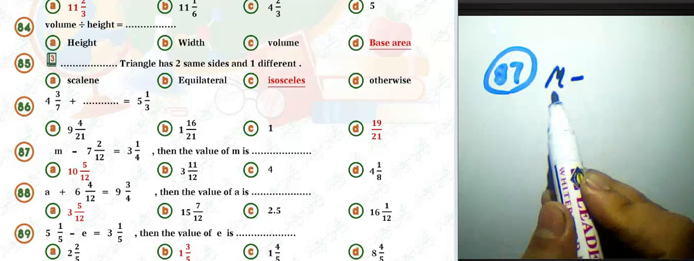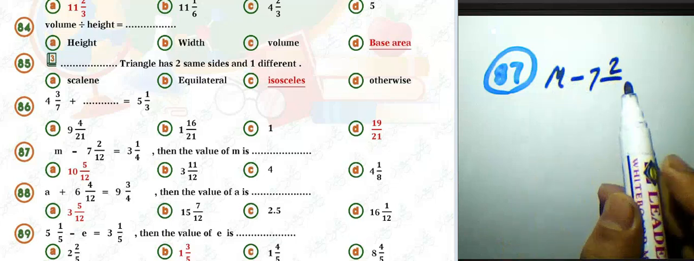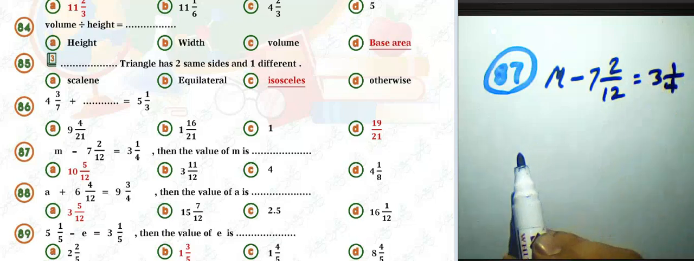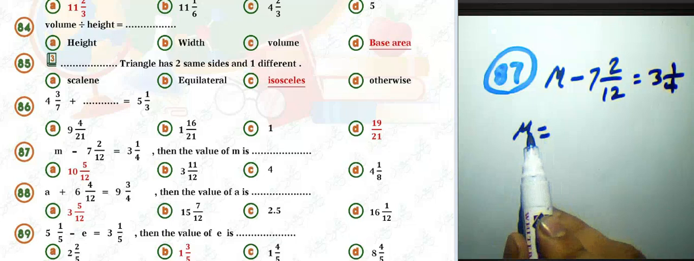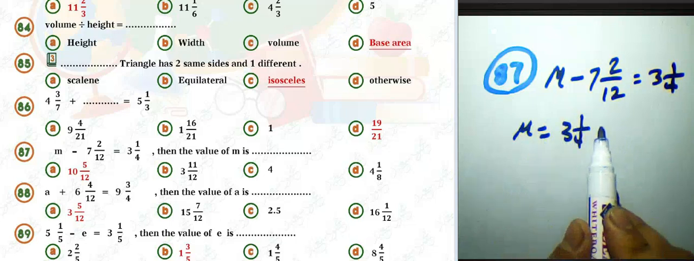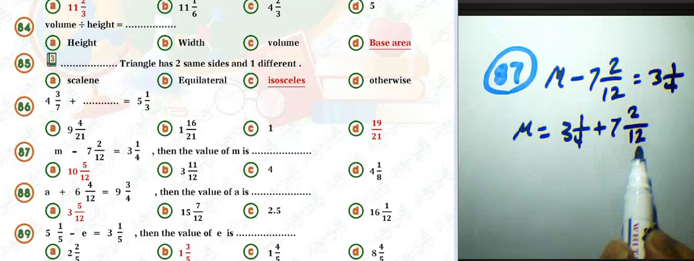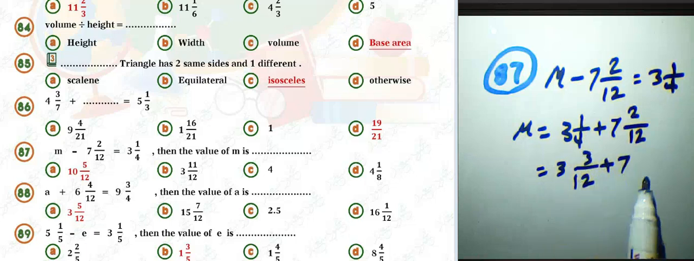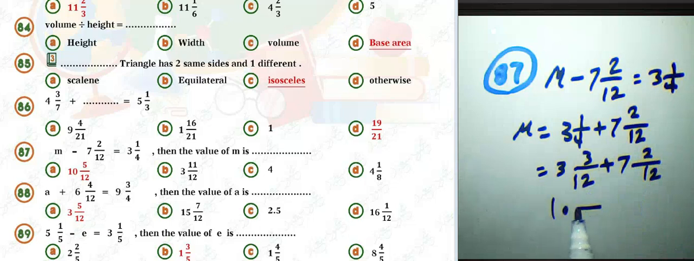m minus 7 and 2 over 12 equals 3 and 1 over 4. To find m, we must add 3 and 1 over 4 to 7 and 2 over 12. We can write here the common multiple 12: 3 times 4 is 12, 1 times 3 equals 3, and 7 here, 2 over 12. 7 plus 3 equals 10. Write 12 in the denominator, 2 plus 3 equals 5. We must choose letter A.